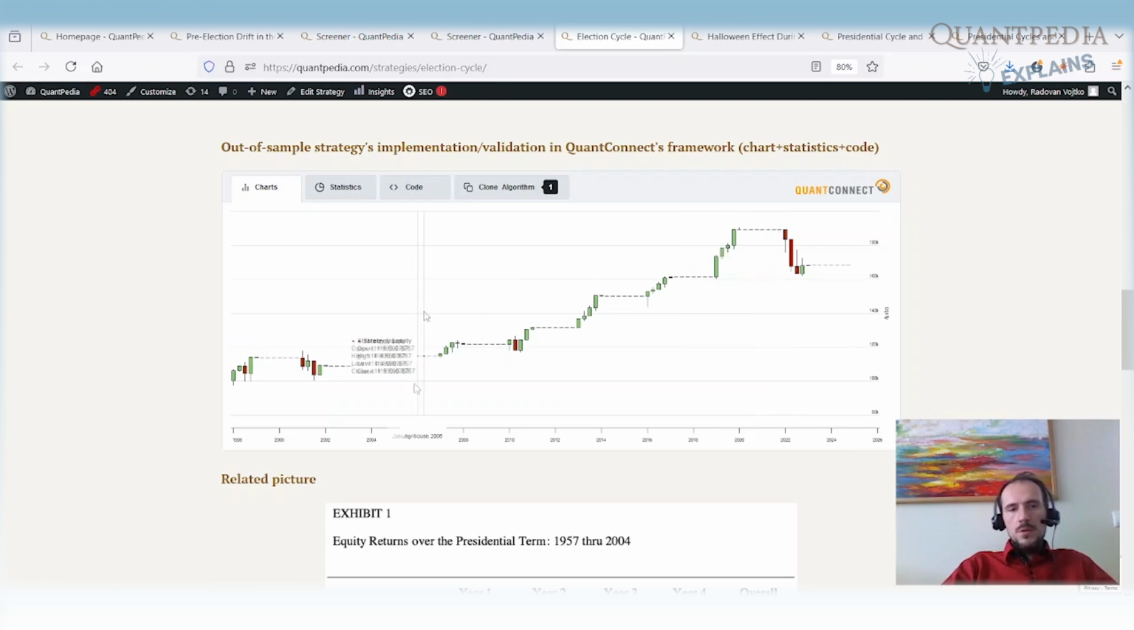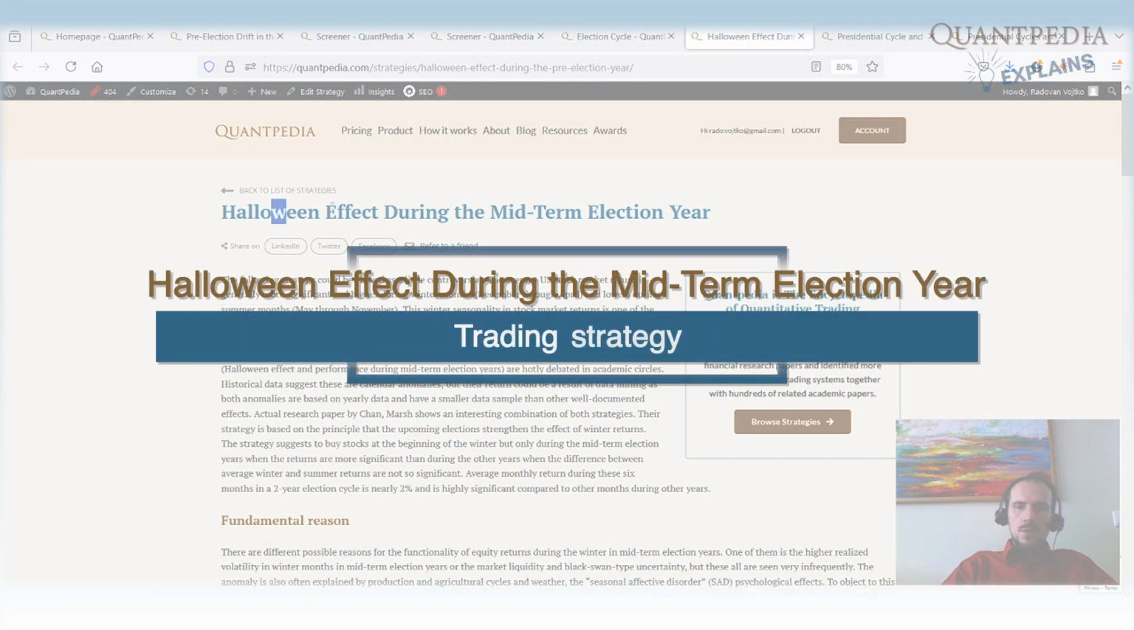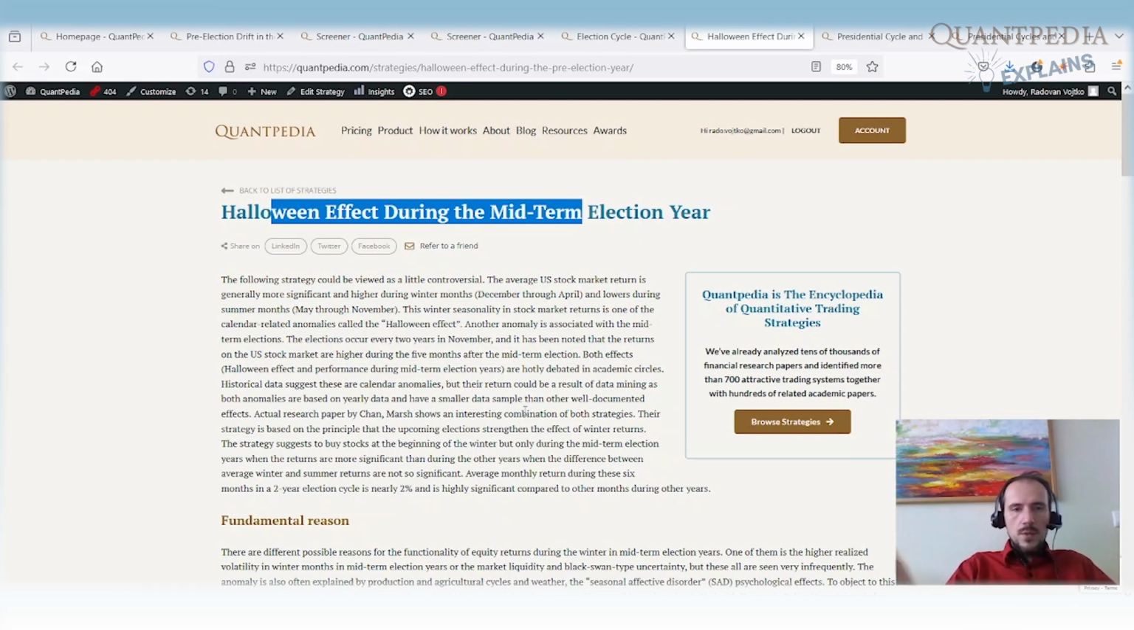But overall from 2004 the results are quite positive. So the third year of the election cycle is usually positive. But then we have the Halloween effect during the midterm election year. Halloween effect between the second and the third year of the election cycle. Once again, the election cycle is 4 years. So we are 2 years out of that. This Halloween effect will be in 2 years after this year.